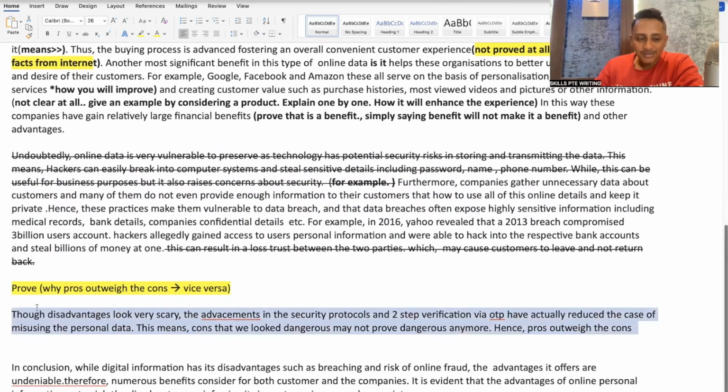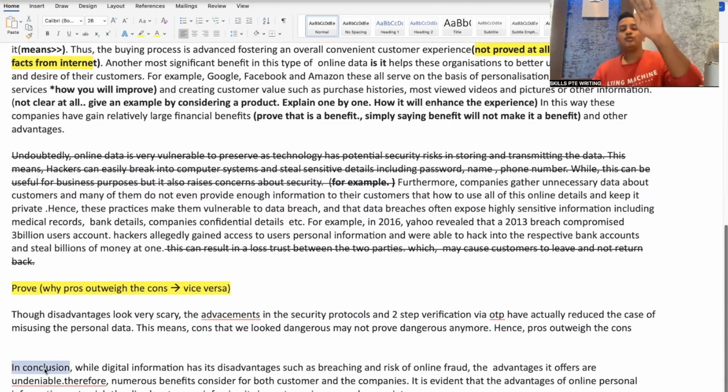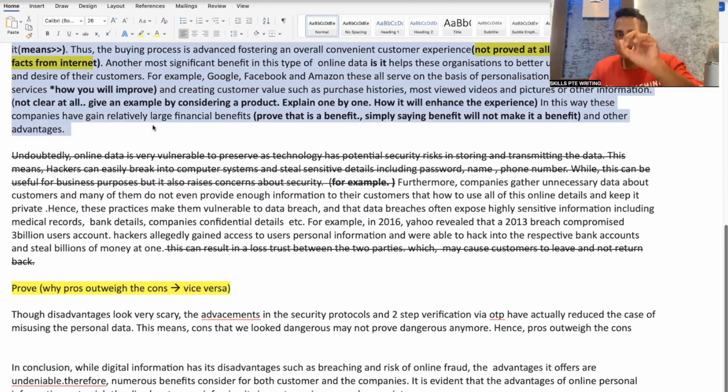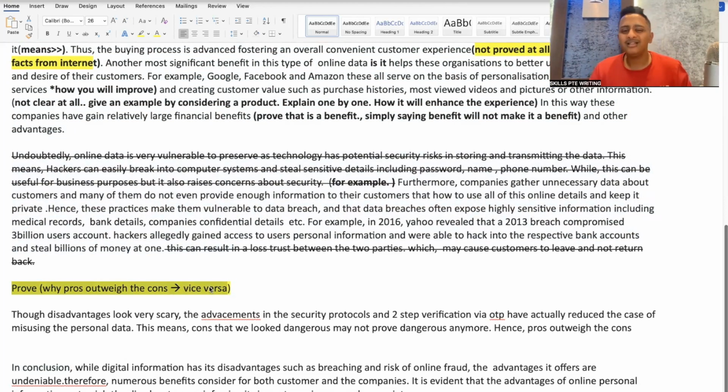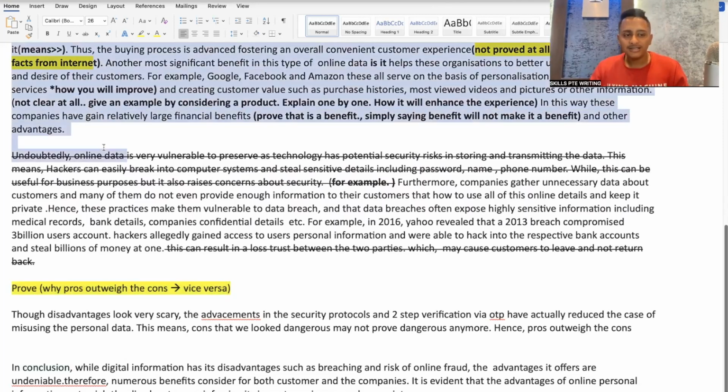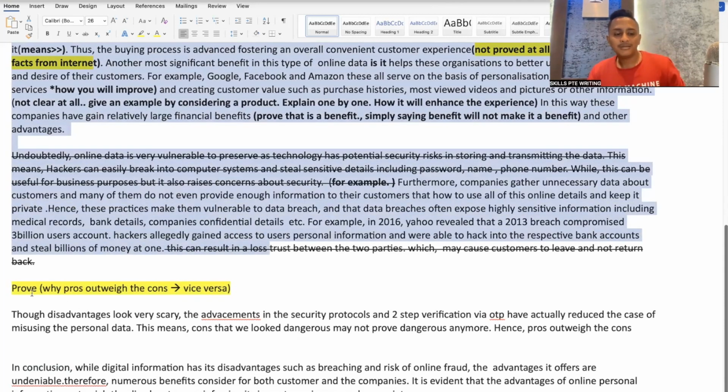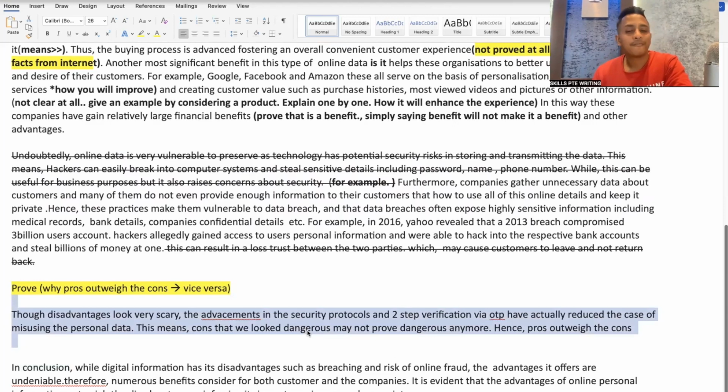Getting it? So this was the missing one. This is very, very crucial. And then comes the conclusion: whatever you wrote above, just summarize. Summarize the second paragraph in one sentence. Summarize this in one sentence, or summarize this entire thing in one sentence.